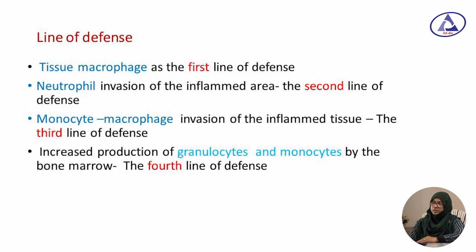Lines of defense. Tissue macrophages act as the first line of defense, and neutrophils invading the inflamed area are known as the second line of defense. Monocytes, when they convert to macrophages and invade the inflamed tissue, act as the third line of defense. And when there is increased production of granulocytes and monocytes by the bone marrow, it is the fourth line of defense.